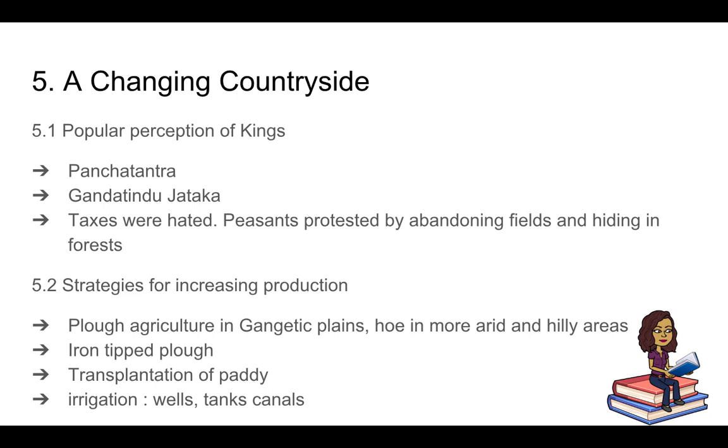We now move on to the rural areas of the period under study. And first, let us talk about how the common people viewed the king. Now, commoners have left behind almost no records. Most of the information that we get is from oral traditions like the Panchatantra and the Jataka stories. So your text mentions the Gandatindu Jataka, which talks about a king who goes out to the villages in disguise to find out how his subjects are faring.